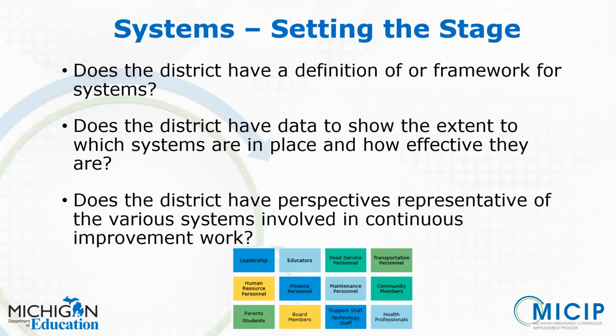If you don't know where to begin the conversation around systems, here are some things to consider. Does the district have a definition of or framework for systems? Does it have data to show to what extent systems are in place and how effective they are? Whose perspectives are represented on the continuous improvement team? Do they represent the various systems needed to support continuous improvement work? As you think about the amount of continuous improvement you have experienced in your setting in the recent past, how might the presence or lack of systems have impacted those results?